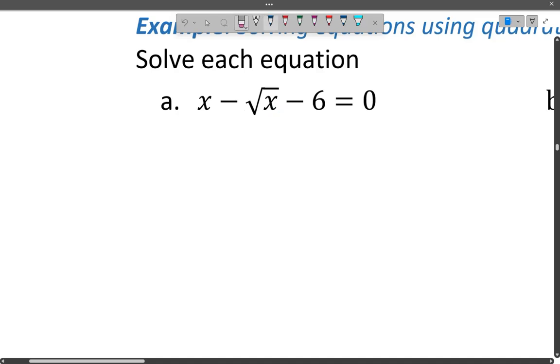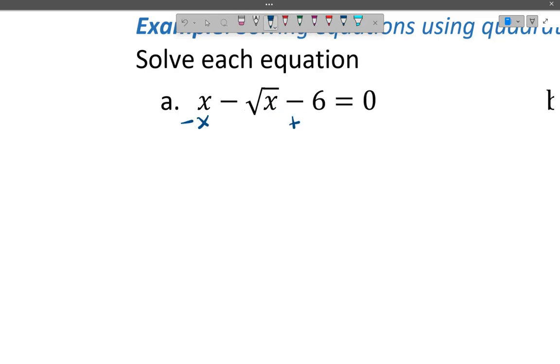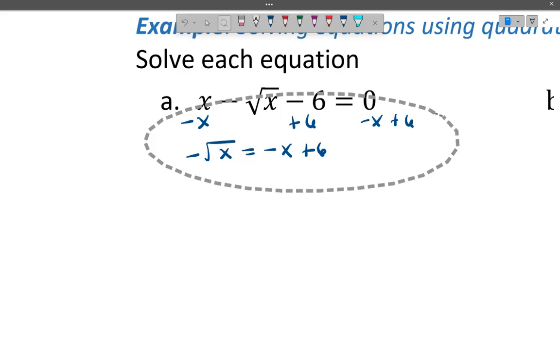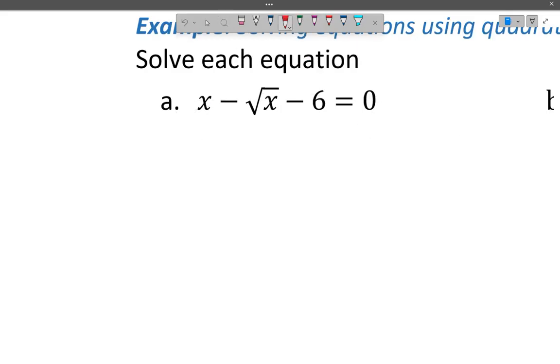So we're going to go ahead and subtract x and add 6 to both sides. So we have negative square root of x equals negative x plus 6. The other way that we could do it is we could move the radical term instead, and we could add root x to both sides. And that'll again isolate it just to the other direction. Either of these processes will be fine. We'll still get the same result.